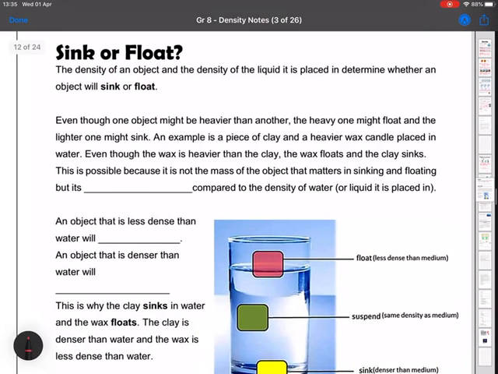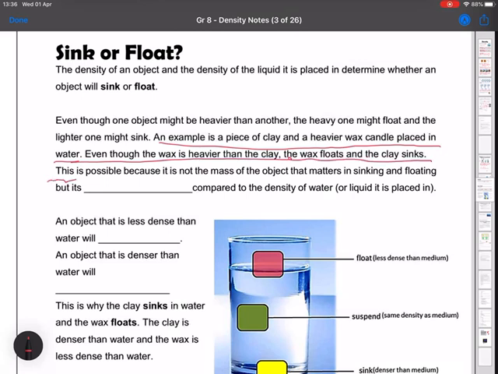Even though one object might be heavier than another, the heavy one might float and the lighter one might sink. So if you've got two objects that are about the same size, let's say a very light plastic button and a metal coin, a 10-cent coin and a button from your shirt, both are about the same size, but if you put them in water, one might sink and one might float. Another example is a piece of clay and a heavier wax candle placed in water. Even though the wax is heavier than the clay, the wax floats and the clay sinks.